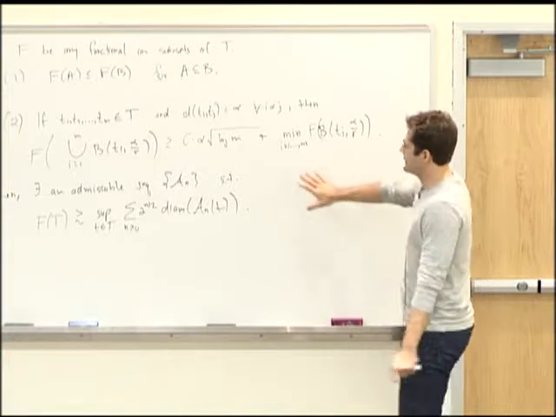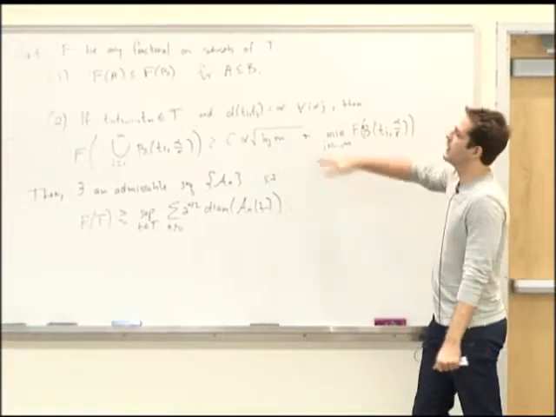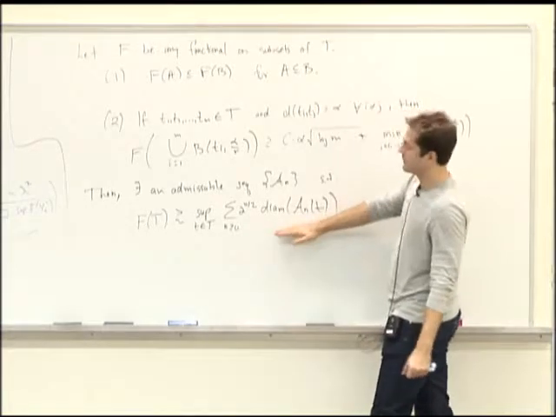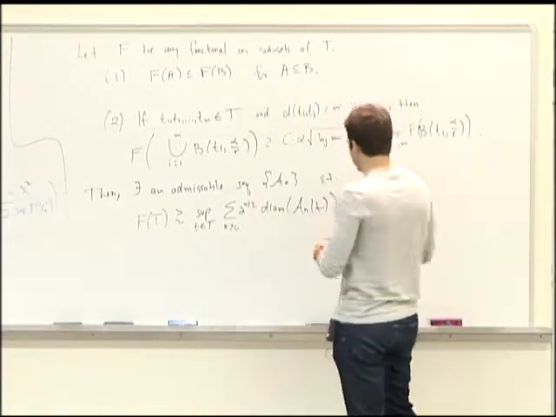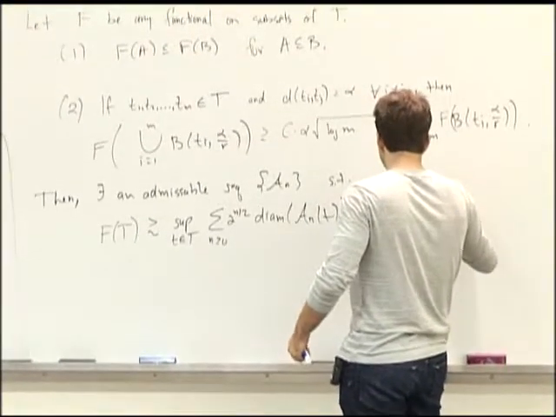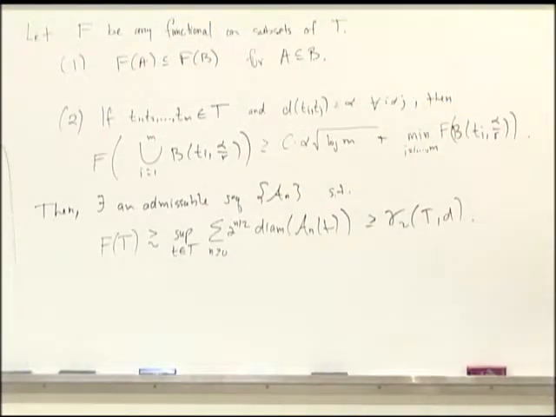But I hope, does everybody see that this finishes the proof? Because now if we just instantiate F with the expected supremum, then we show that there exists an admissible sequence. And of course, now, by definition, this is at least gamma 2. So that finishes the proof.